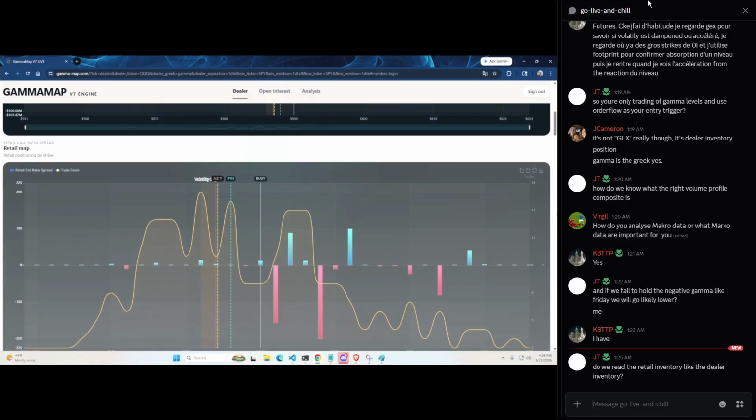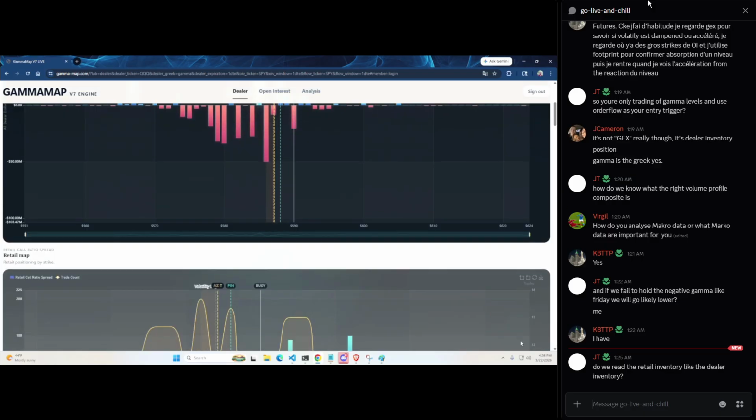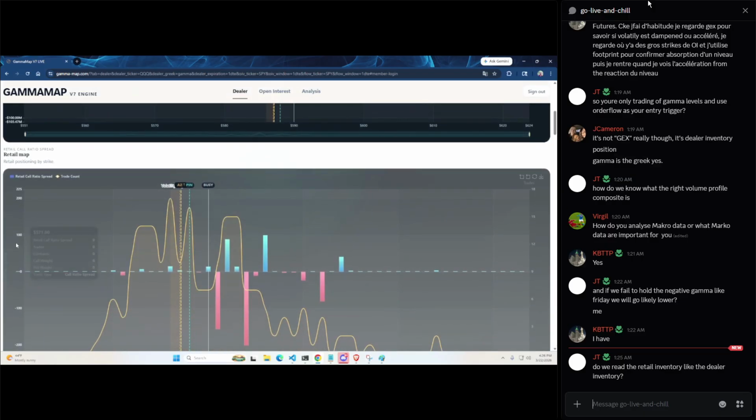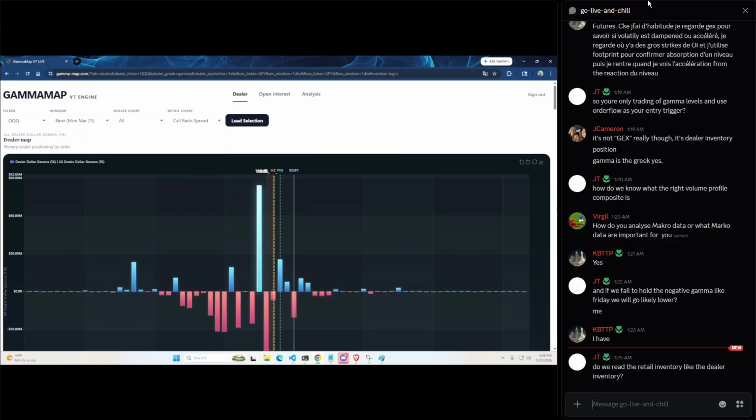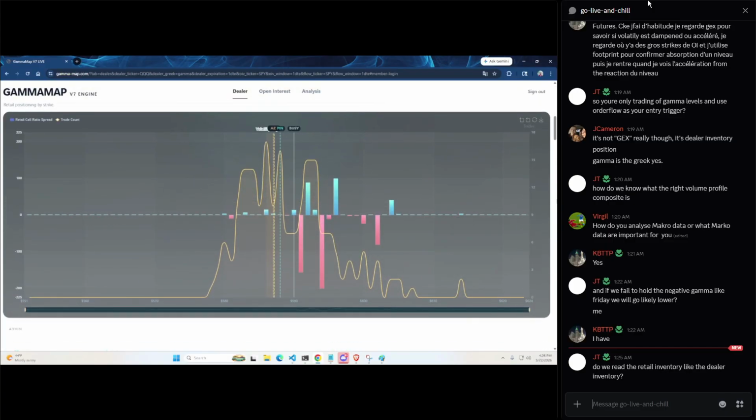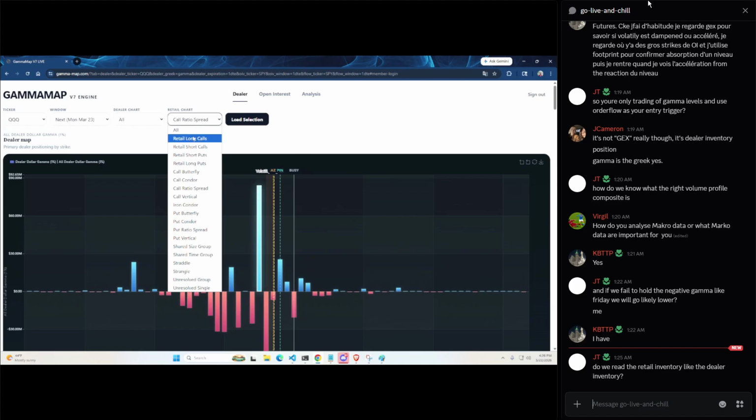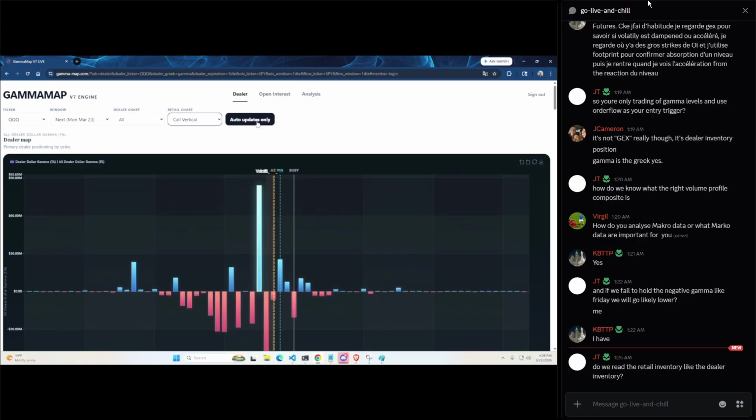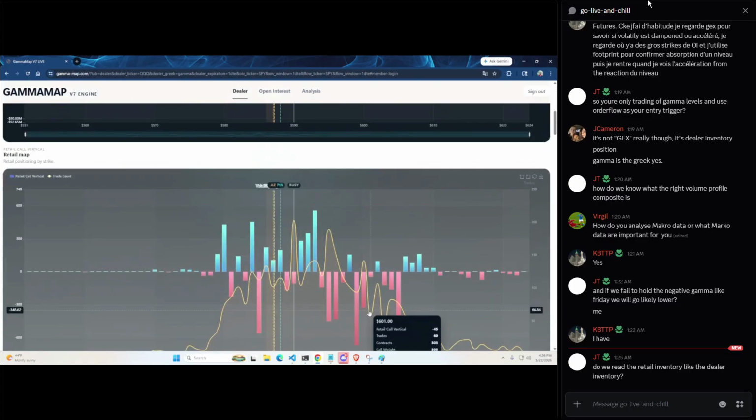This is gamma. This is not gamma. These are just trades that are opened. I like to look at the retail though to kind of get an idea of what's going on, and you can look at different trade types. Like, so I keep track of it. So if you want to look at call vertical plays that retail is doing, you can see the gamma, not the gamma, but the positions for where call verticals are in play.